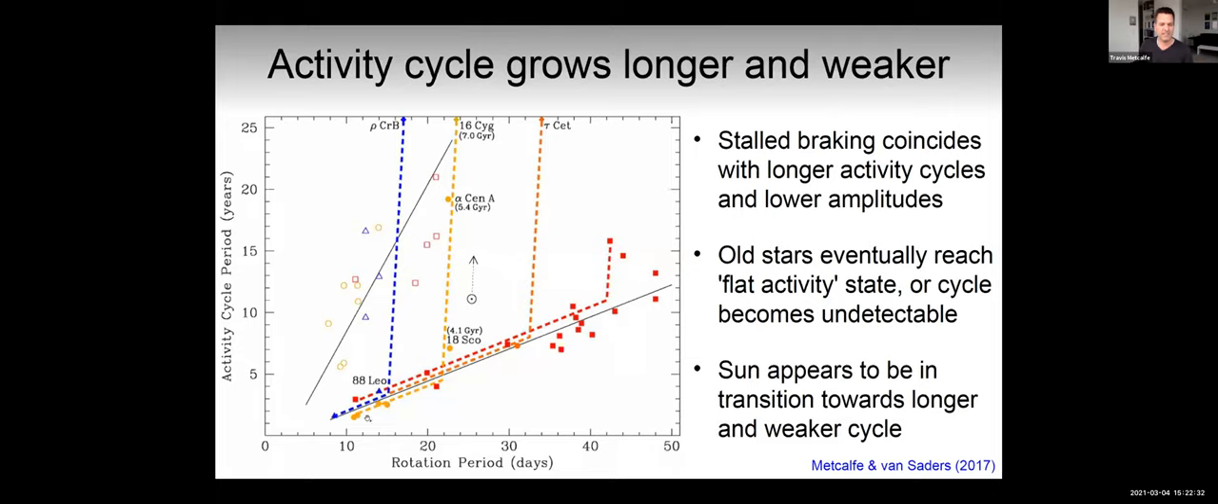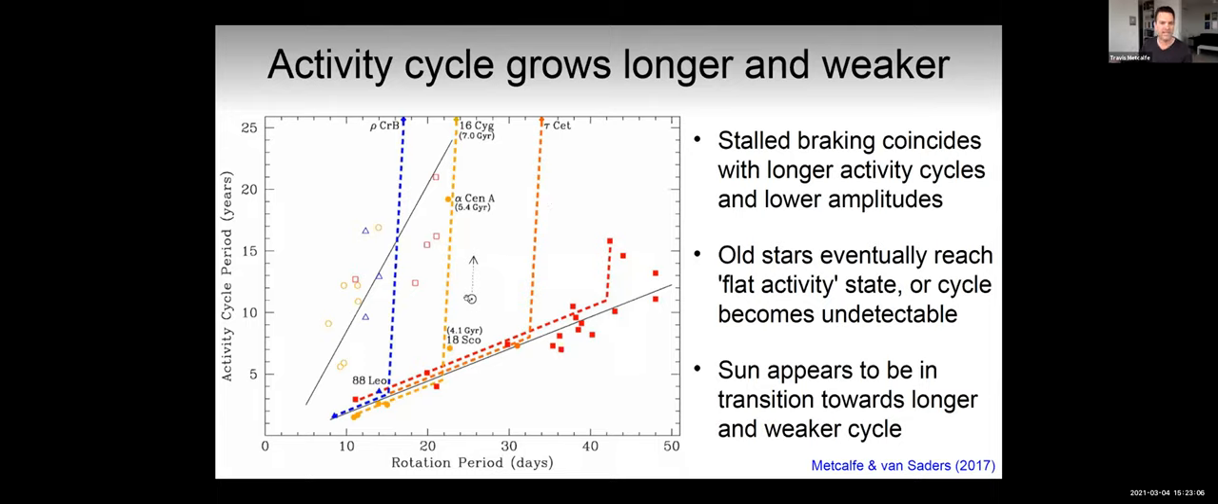Well, by looking at a series of solar analogs, 18 Sco at 4 gigayears, Alpha Cen at 5.5, and 16 Cyg at 7 gigayears, this evolutionary sequence suggested that, in fact, once stars hit this critical Rossby number, the cycle period gradually grows longer before disappearing entirely or becoming undetectable. And this same pattern appears for hotter stars here. We're going to look more closely at this pair of hotter stars at the end, and cooler stars as well.